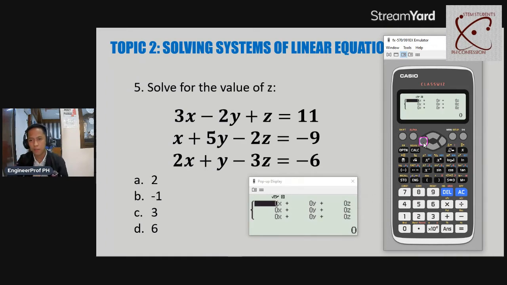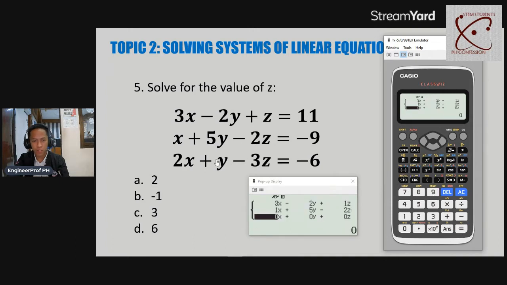Okay, tingnan natin yan, guys. So, here, what is the coefficient of the x variable sa first equation? That is 3. 3 equals, okay. For the y, we have here negative 2. Input lang natin. And for z, that is 1. Okay. For constant, that is 11. And we have here for x, that is 1 for the second equation. And we have here for y, that is 5. And for z, you have negative 2. And for the constant in the second equation, you have negative 9.